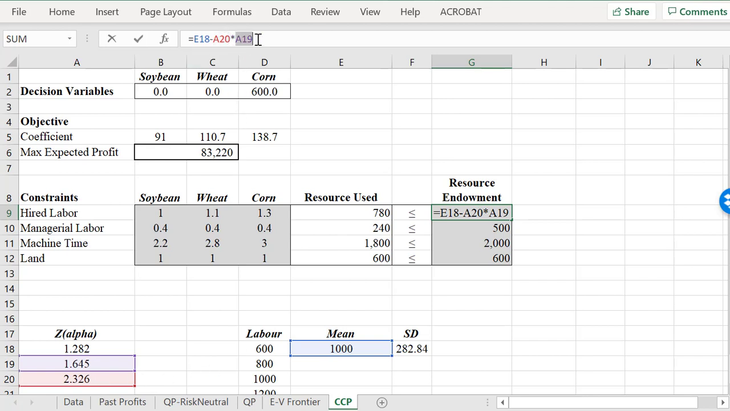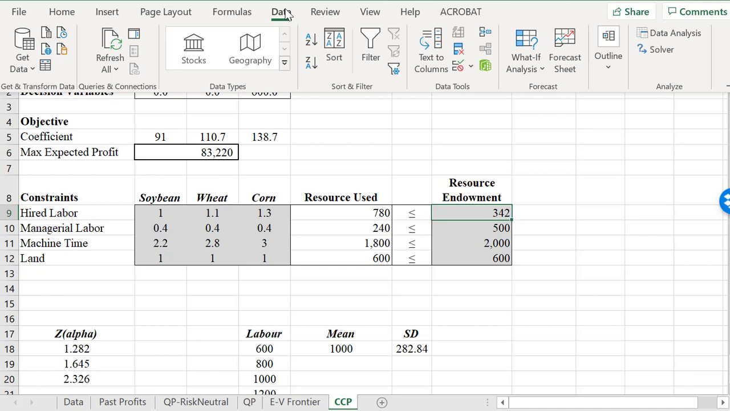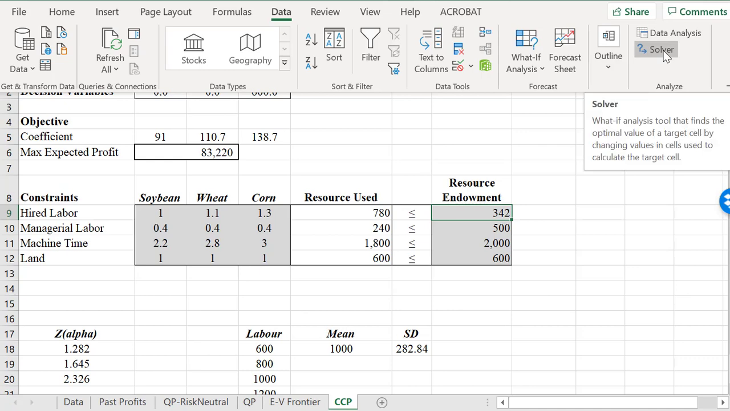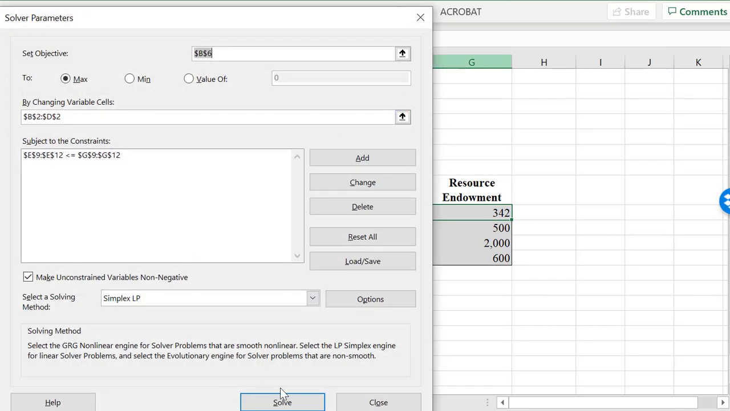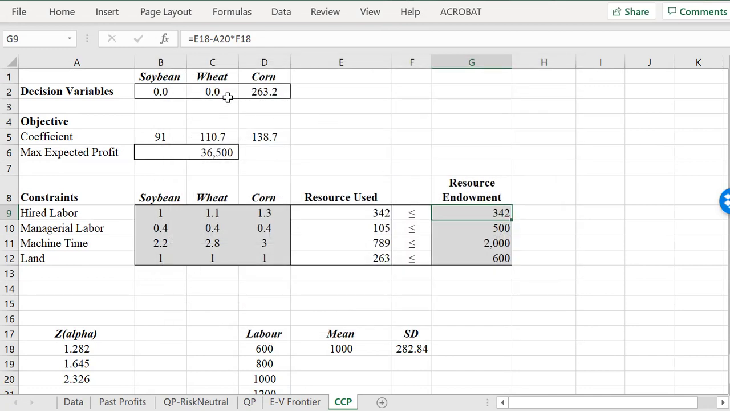That's okay. However, here it should be the sigma value. So this is right: your B minus your Z alpha times your standard deviation. Let's solve this problem again. Sorry about that. So again, this is Z alpha equal to 2.326, and that corresponds to alpha equal to 1%. We solve this problem, and that's the solution here.